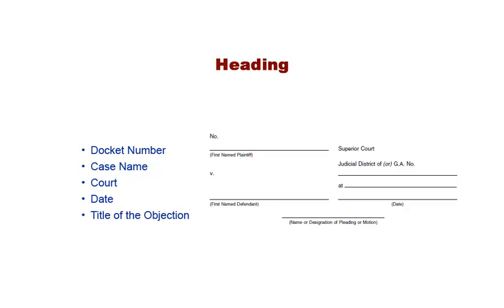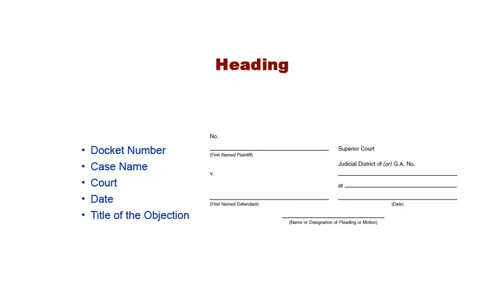Heading. The heading of an objection includes the docket number, the name of the case, the court where the matter is being held, and the date of the objection. Follow the example provided in the practice book, Appendix of Forms, Form 101. On the left side of the heading, type the docket number. 2 spaces down from the docket number, type the name of the plaintiff, the party who is doing the suing.